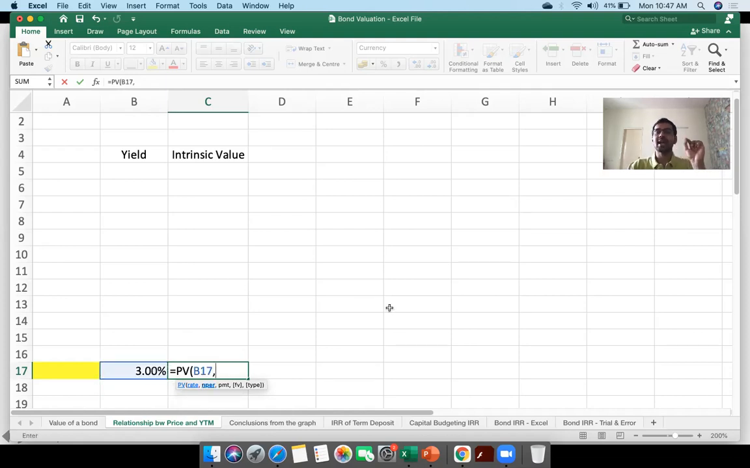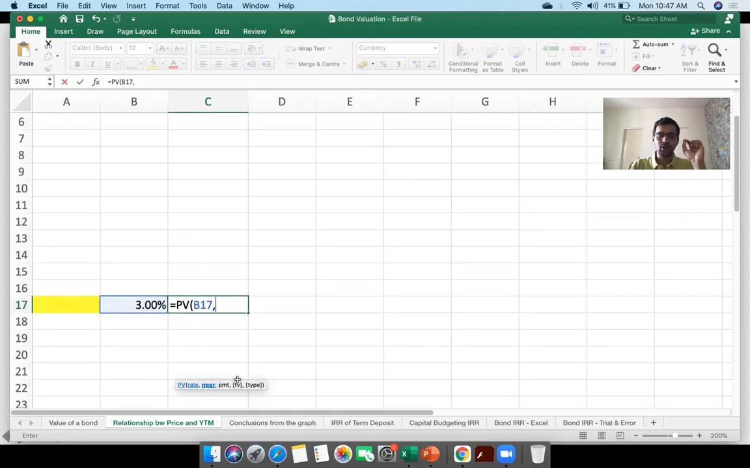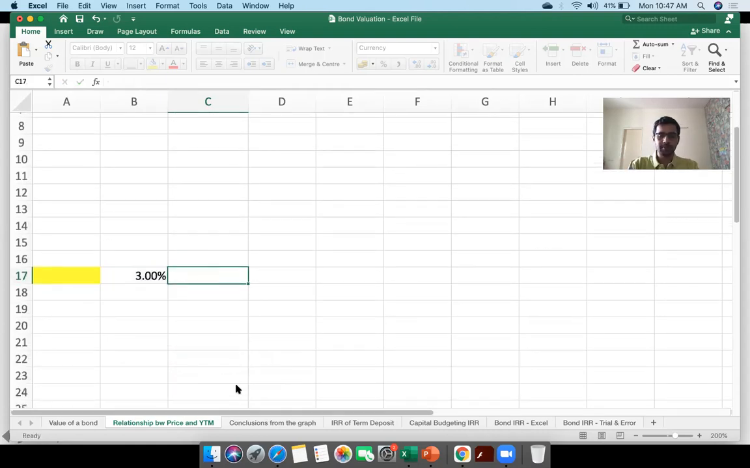The second input is NPER, which is number of periods. Number of periods is nothing but the remaining maturity of the bond, which in our case I've assumed to be 50 years. The third input required is PMT, the payment per period. In our case it is the coupon rate of 4%, which translates into $40, because we have a face value of 1,000 and a coupon rate of 4%.